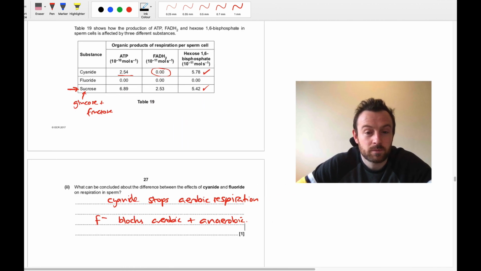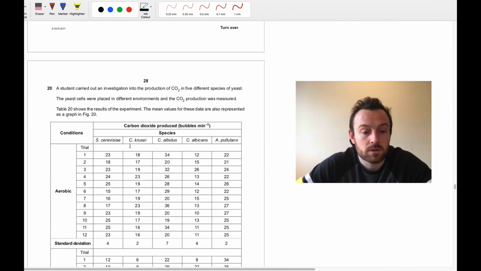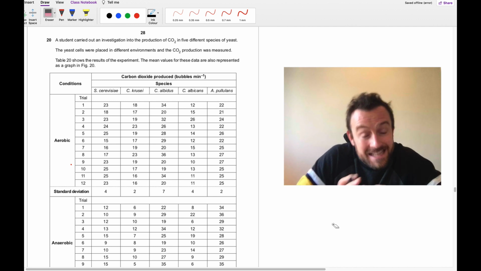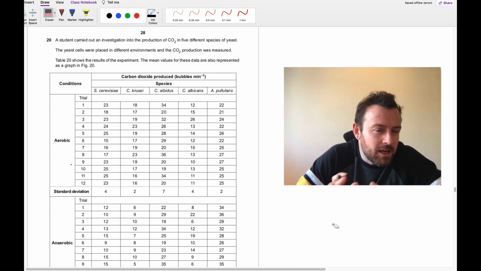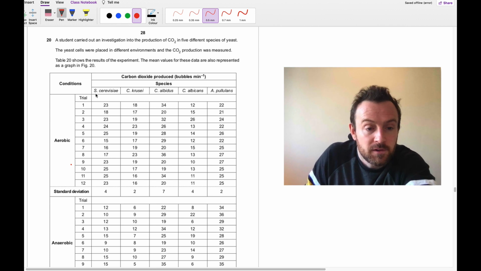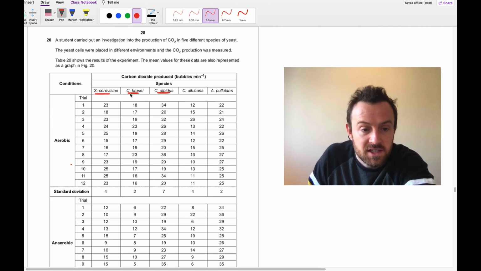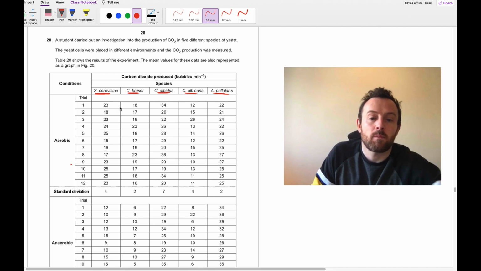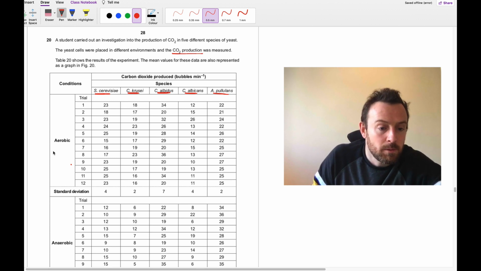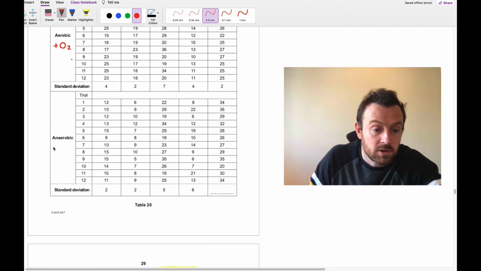Moving on to question 20. Okay, so this question here, question 20, is very data intensive. So the first thing we should do is get a feel for the table to try and figure out what's going on. So if we look at the table, we've got 5 different types of yeast. Here they are: S. cerevisiae, C. krusei, C. albidus, C. albicans, and A. pullulans. And we're looking at their rate of CO2 production in aerobic conditions, which is with oxygen, and also anaerobic conditions, which is with no oxygen.